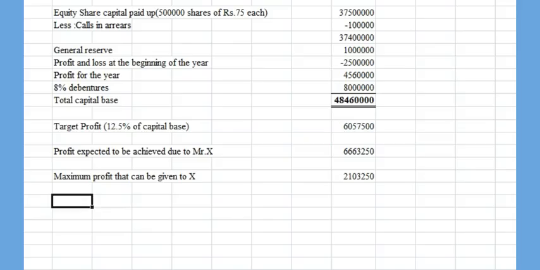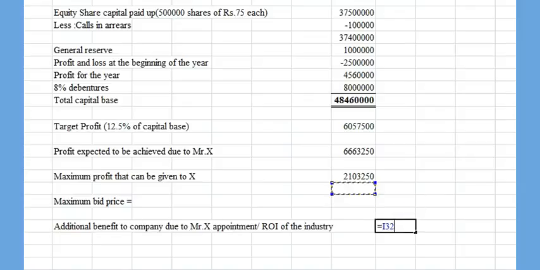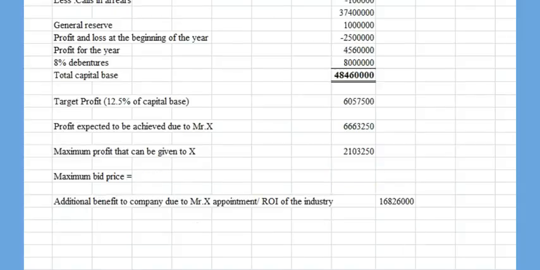3,250. The maximum bid price is found using the formula additional benefit to company due to Mr. X appointment divided by return of investment of the industry. Hence maximum bid price turns out to be 21 lakh 3,250 divided by 12.5%, which is 1 crore 68 lakh 26,000. Now let us find whether the proposal of the company to bring in Mr. X is viable and profitable for the company.